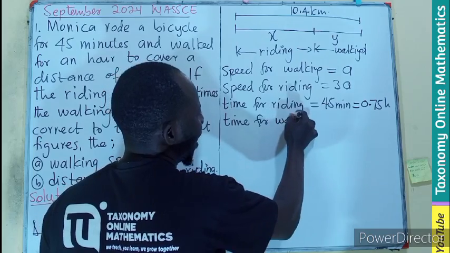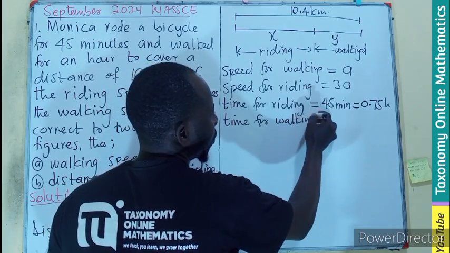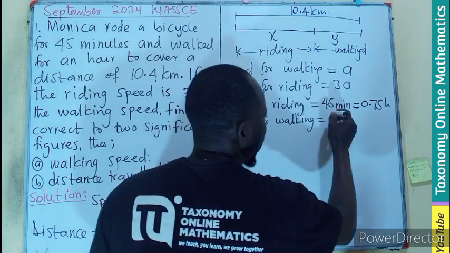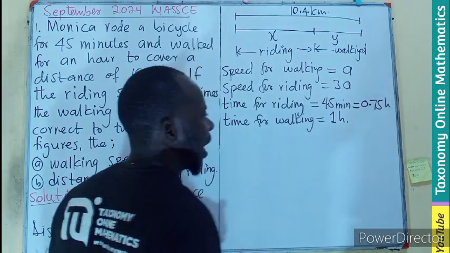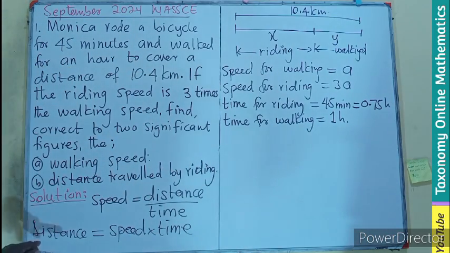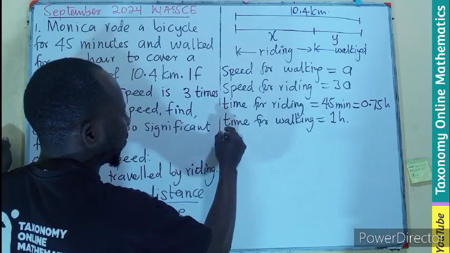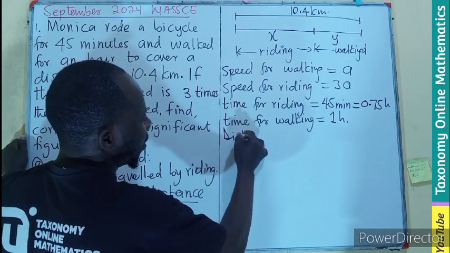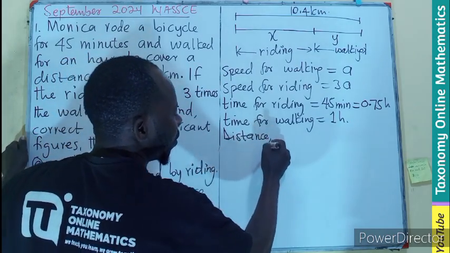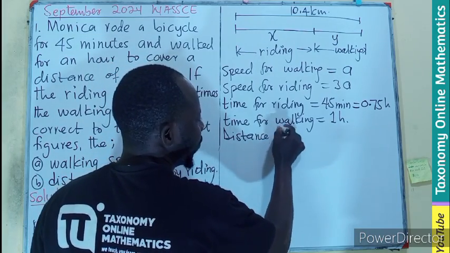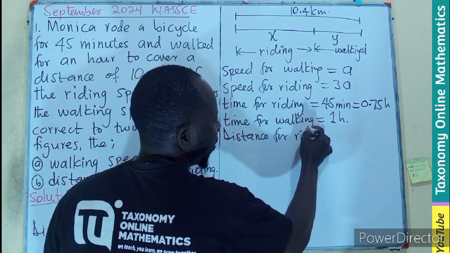Then time for walking is going to be 1 hour. So I have 1 hour. Now let's go with this information we have here as a formula. The first one is going to be distance for riding.